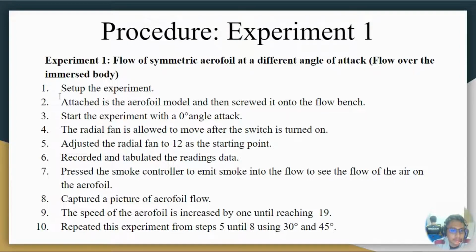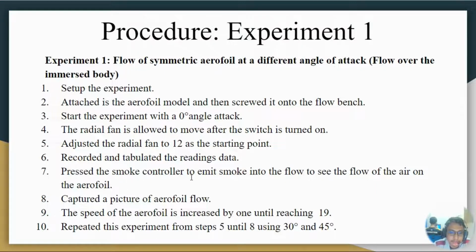First of all, we need to set up the experiment, attach the aerofoil model and screw it into the flow bench. Start the experiment with a 0° angle of attack. The radial fan is allowed to move after the switch is turned on. Adjust the radial fan to 12 as the starting point. Record and tabulate the reading data.